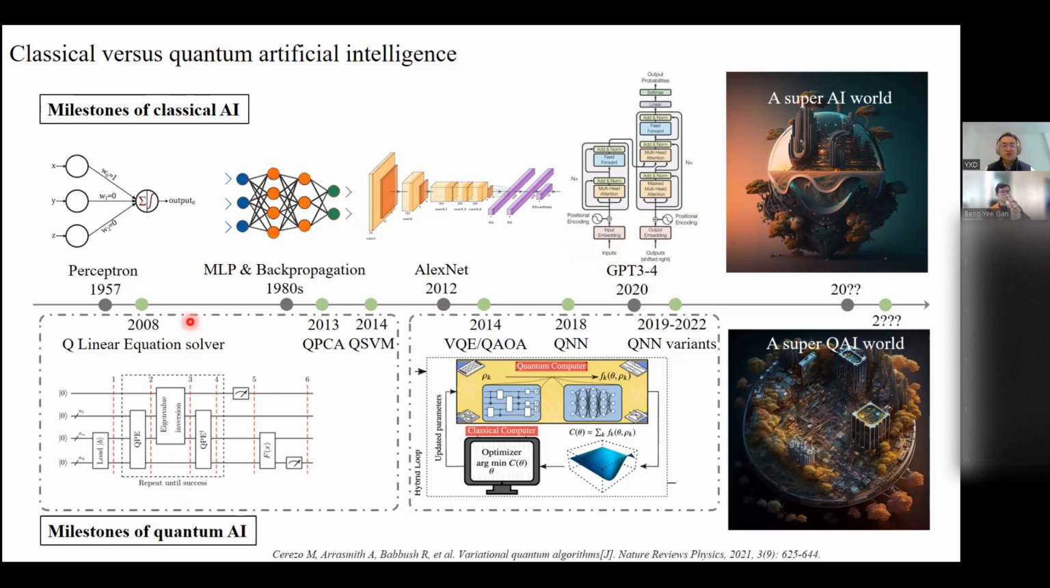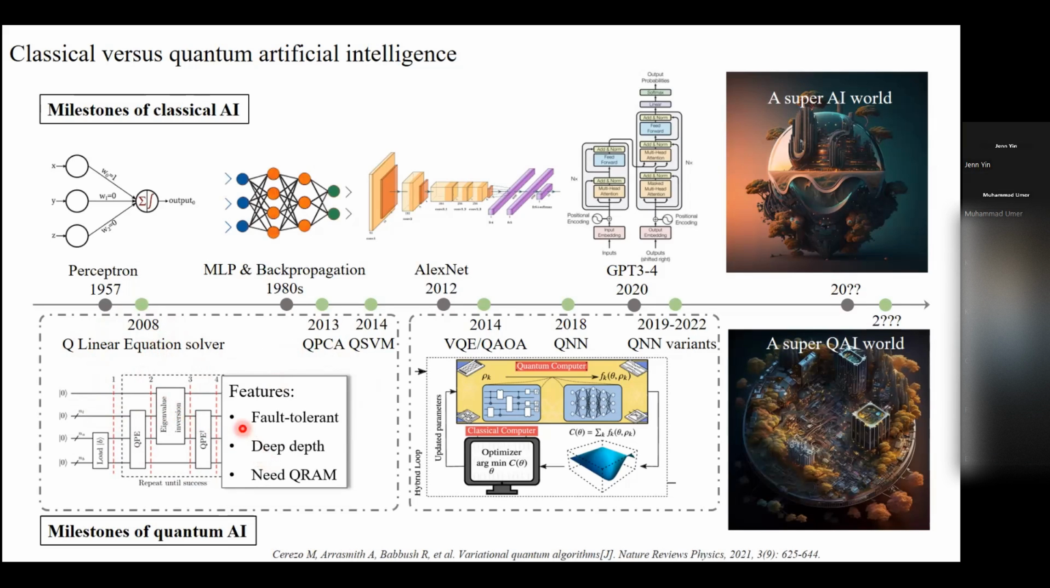The lower panel introduces the history of quantum AI. It has a much shorter history than classical AI. The first famous quantum machine learning algorithm is the quantum linear system solver proposed by Harrow, and its key backbone is the quantum Fourier transformation. Using this backbone, quantum principal component analysis and quantum support vector machine were proposed. A key feature of this class of quantum algorithms is that they are fault-tolerant based, which means they require implementation on a fault-tolerant quantum computer. The algorithms require a deep circuit depth, and quantum RAM is necessary to achieve the exponential speedup. But we know a fault-tolerant quantum computer is hard to fabricate.